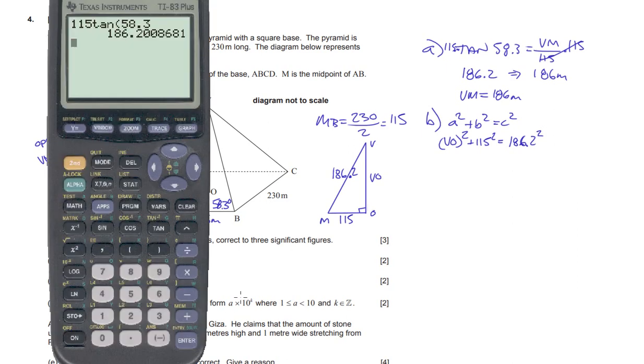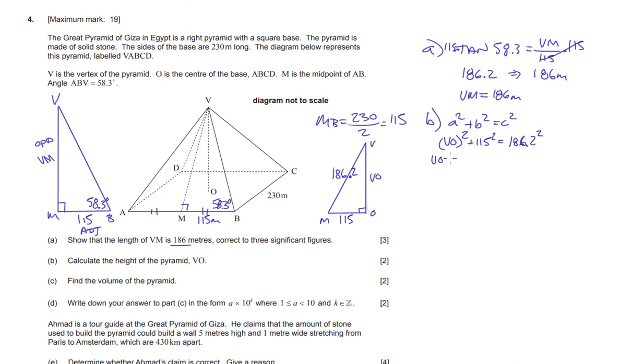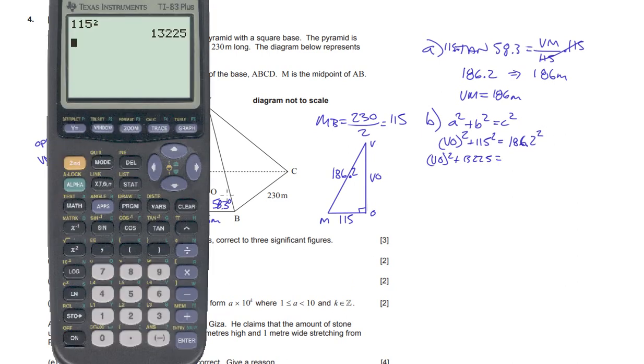115 squared gives us 13,225. So we got VO squared plus 13,225 equals, and let's just leave that in there, 186.2 squared, which is 34,670.44.